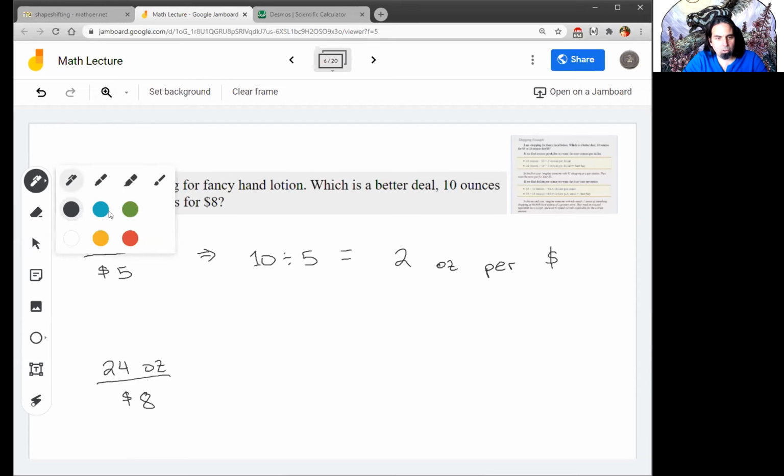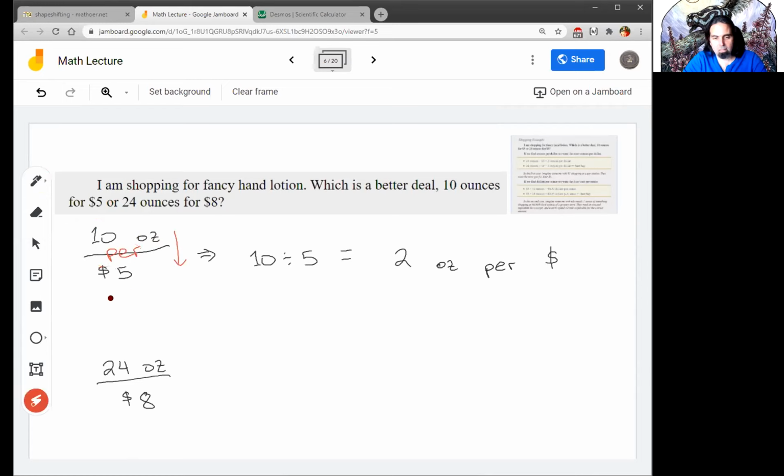Remember that we are going down, treating the fraction bar as the word per. So we have to say ounces per dollar, the way we have written it this time. Similarly, this one, 24 divided by 8, is going to give us 3 ounces per dollar. 24 divided by 8 is 3.